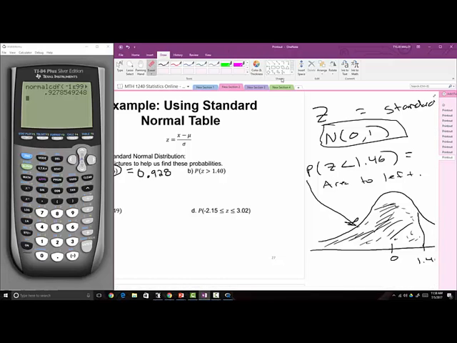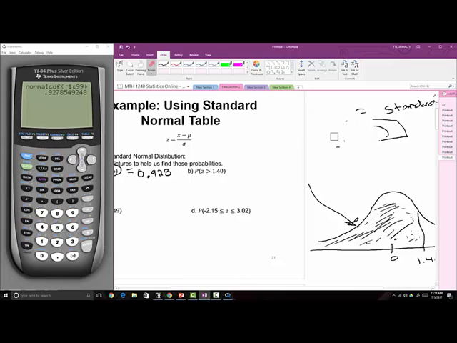All right, so let me do some erasing to look at the next one. The next one is, what's the probability that z is greater than 1.4?